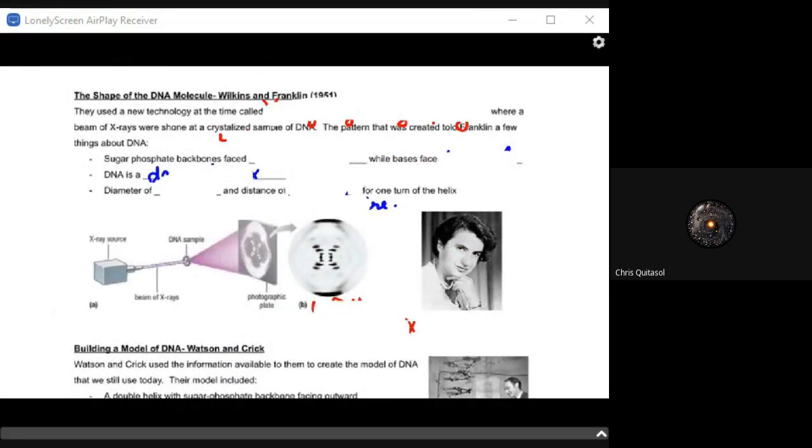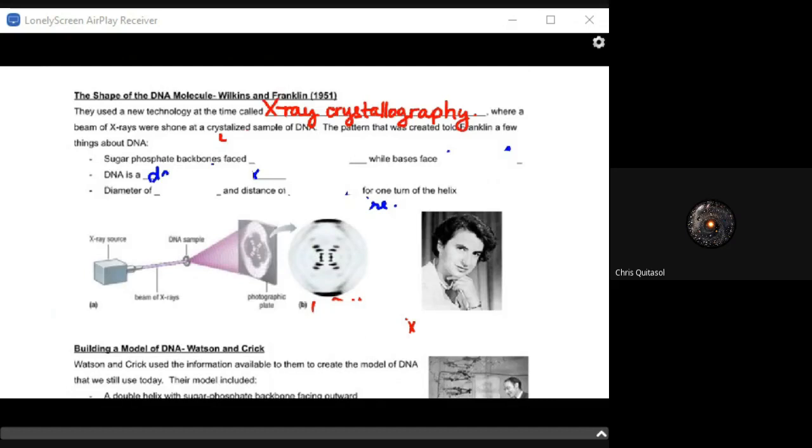So now we're looking at the shape of the DNA molecule with regards to Wilkins and Franklin's scientific discovery. And the cool thing about this is that they used a new technology called X-ray crystallography, where a beam of X-rays was shone at a crystallized sample of DNA, and a pattern was created as a result of the X-rays hitting this crystal. Since things either absorb or reflect radiation, it allowed for that shape to be formed. This pattern told Franklin a few things about DNA.